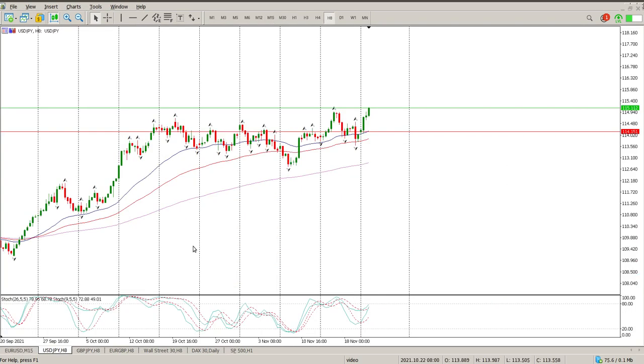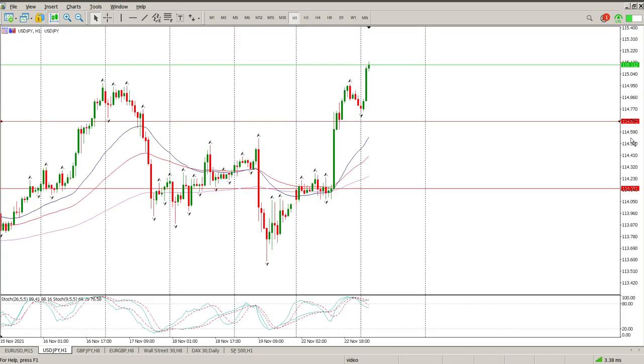If we move across to US dollar, Japanese yen, finally a breakout. I will be looking for opportunities to buy into this pair now. We've been sideways for a couple of weeks, and as far as I'm concerned, we now have a fairly clear breakout. We have had it once before and the retest failed, but we did find some support down here at 114.151. So with that in mind, what we're looking for is opportunities to buy.